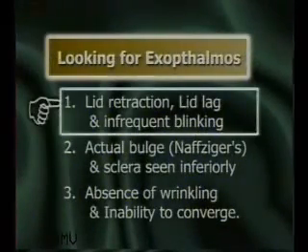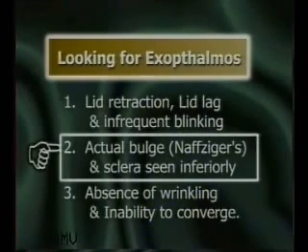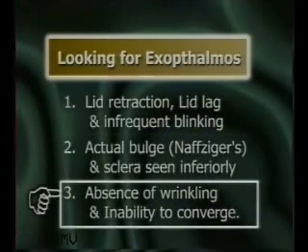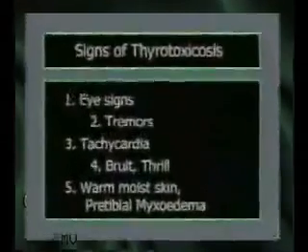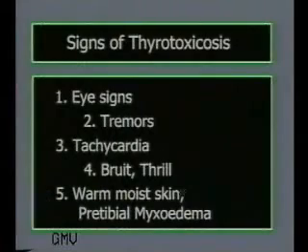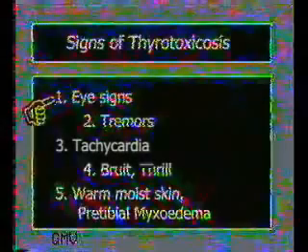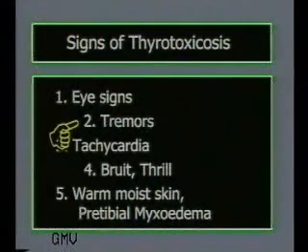With progressive exophthalmos, there is further bulging of the eyeballs with conjunctival congestion and edema. In a later stage, there are corneal ulcers, diminished vision and ophthalmoplegia, or restriction of the eyeball movements. To revise, look for lid retraction, lid lag and infrequent blinking. Look for actual exophthalmos by Nafziger's method and visibility of sclera beneath the inferior limbus.